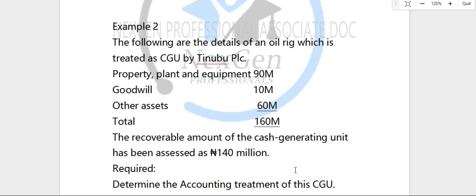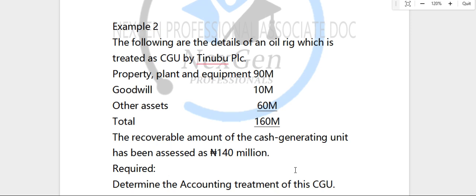Their assets are always combined. So we have property, plant and equipment 90 million, goodwill 10 million, other assets 60 million. The total is 160 million. They now told us that the recoverable amount of this cash generating unit has been assessed to be 140 million naira. So they have already helped us to even calculate the recoverable amount. So we don't need to calculate it again. Required: determine the carrying amount of this cash generating unit.